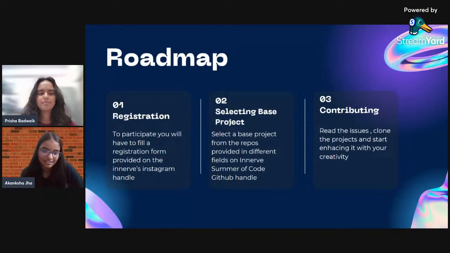The next step is selecting the base project. Once registered, participants are encouraged to select a base project from the repositories provided on the Innerve Summer of Code GitHub handle. In fact, you can choose more than one base project to work on, giving you ample room to explore your interests and skills. Now comes the heart of the program, contributing. Dive into your selected projects by reading through the issues provided to you and cloning the repositories, and most importantly, start enhancing them with your unique creativity. This phase is where your technical prowess and problem solving skills will shine.